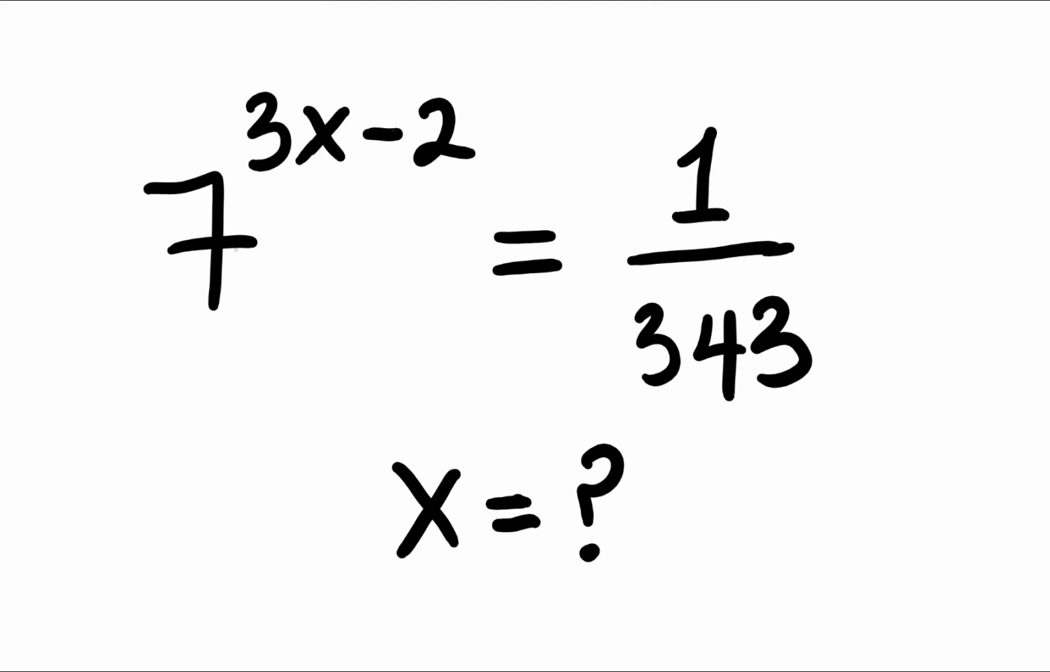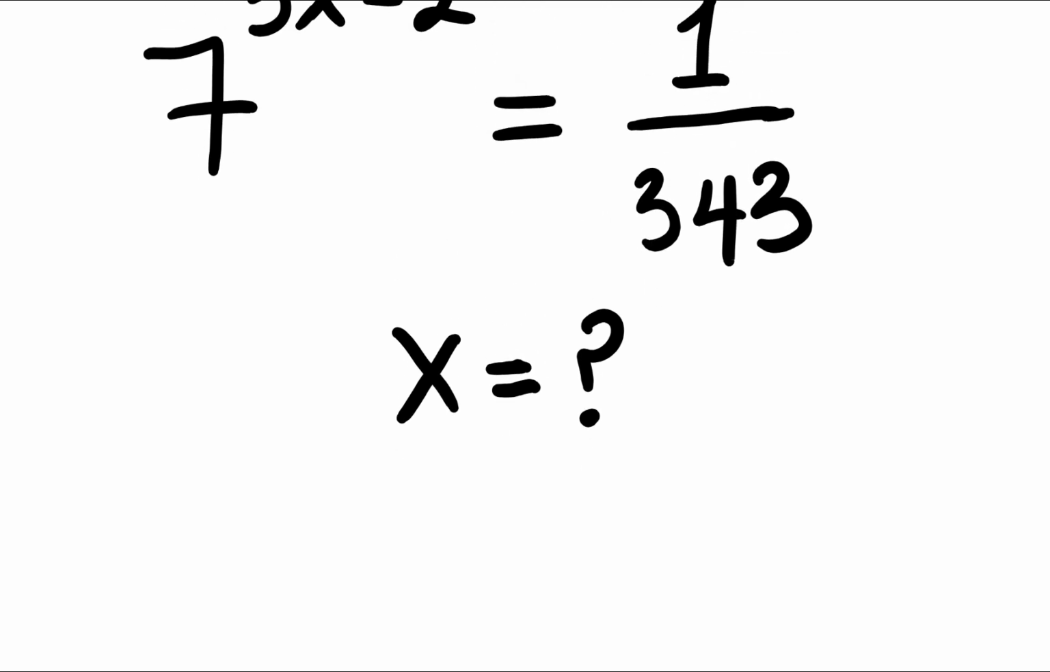So we have a question on the board. We have that 7 raised to power 3x minus 2 is equal to 1 divided by 343. And we are now going to solve for the value of x. Let me show you how to do this.